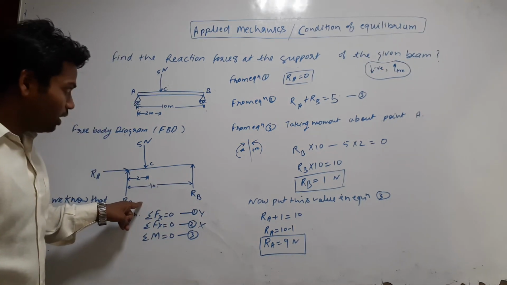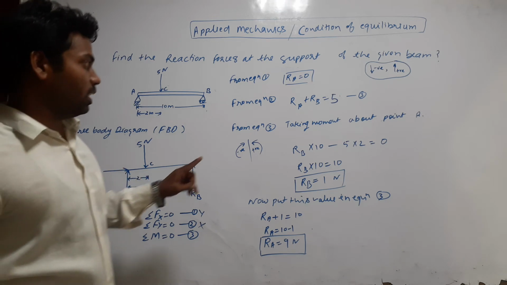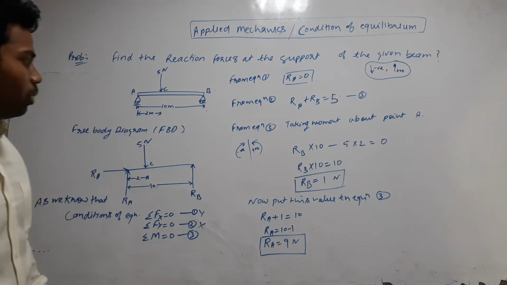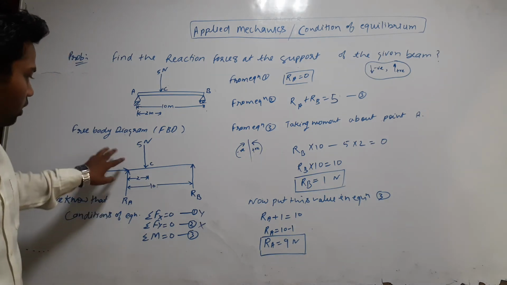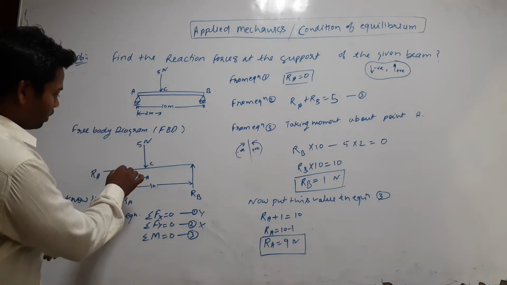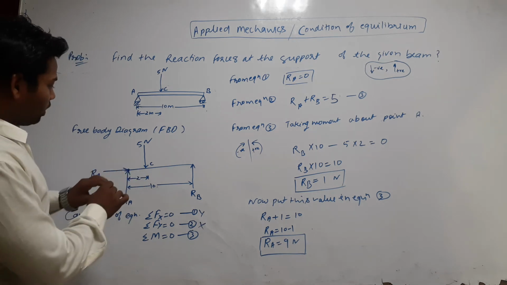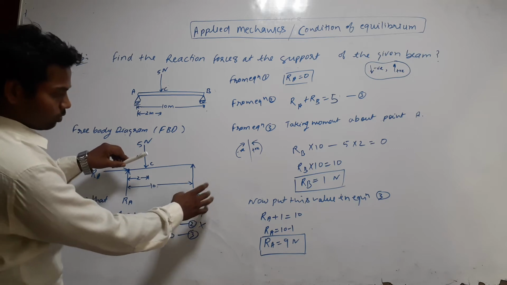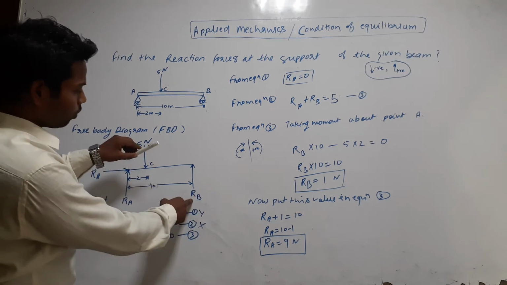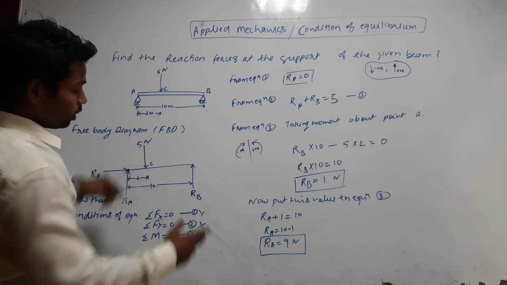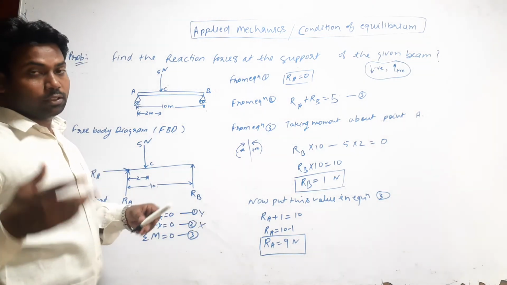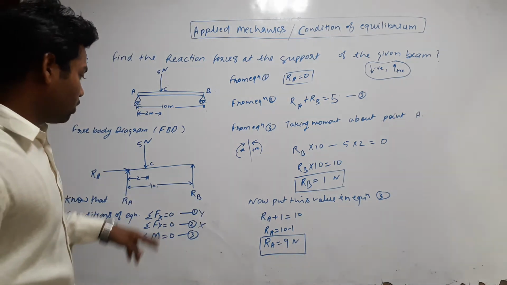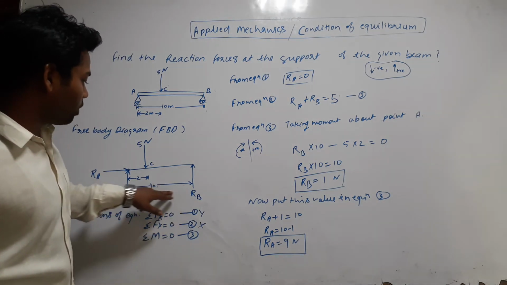If we take the moment at point A, as I have taken the moment about point A, how will you take the moment about point A? Suppose you have fixed that point. Now the moment that is formed with these forces, we will see first. What do you need to form a moment? Force and perpendicular distance. So this is force and this is perpendicular distance.